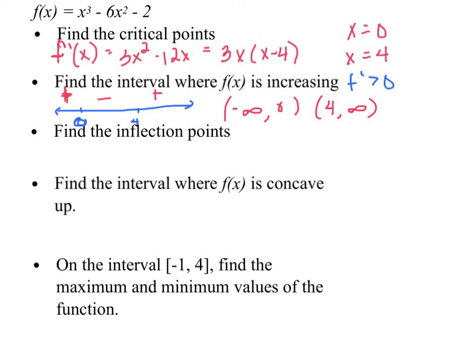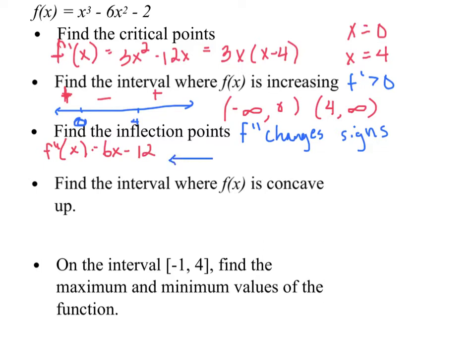Inflection points. Well, inflection points occur when f double prime changes signs. Remember, it's not enough to say it's just equal to 0. It must change signs. So let me find the second derivative. F double prime is 6x minus 12. Setting that equal to 0, x is going to have to be 2.